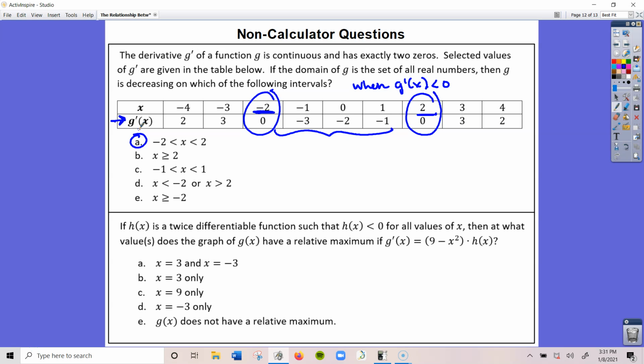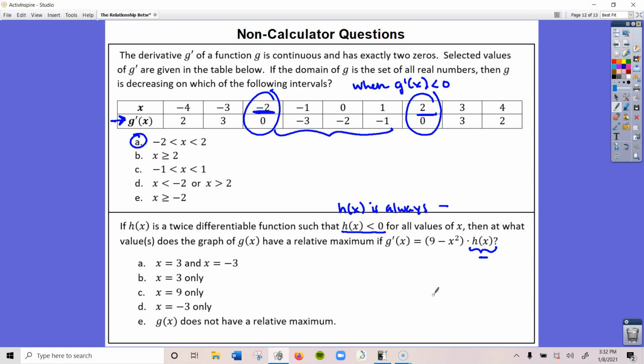Now finally, this one here, we have if h of x is a twice differentiable function such that h of x is less than 0 for all values of x, then at what value of x does the graph of g of x have a relative maximum if g prime of x is equal to 9 minus x squared times h of x? Okay, so first of all, we are told that h of x is less than 0 for all values of x, meaning that h of x is always negative. That means that this here is a negative number, no matter what.